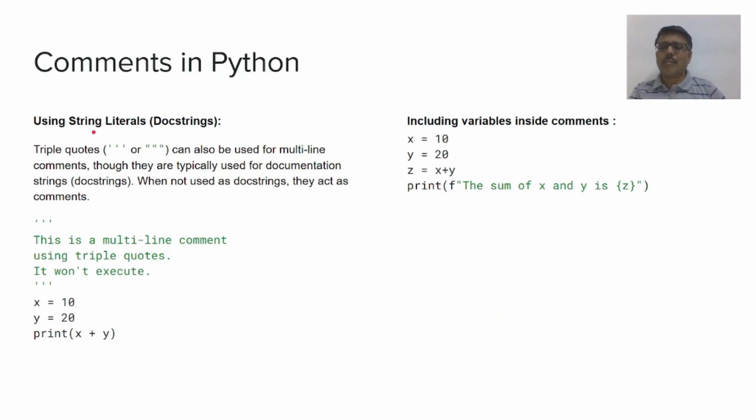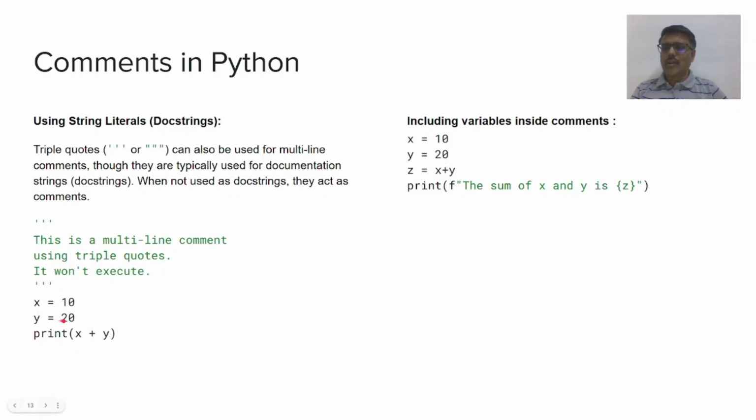A docstring is nothing but a triple quote. As you know, in Python you can use single quotes or double quotes, so you use either triple single quotes or triple double quotes. That indicates this is multi-line text, and at the end you close the triple quote. We use it for multi-line comments, though it is typically used for documentation strings. When not used as a docstring, it can act as a comment also. This is one way of doing it.